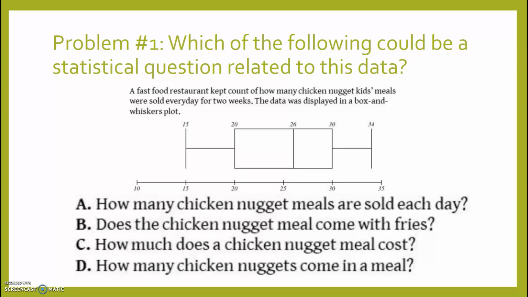Okay, how'd you do? The statistical question for this data is, how many chicken nugget meals were sold each day? It's possible that every day this restaurant sells 100 chicken nugget meals, but that's not what happens. It depends on the customers that come in. So every day there's a different possibility for the number of chicken nuggets sold. So how many chicken nugget meals were sold each day is our statistical question.